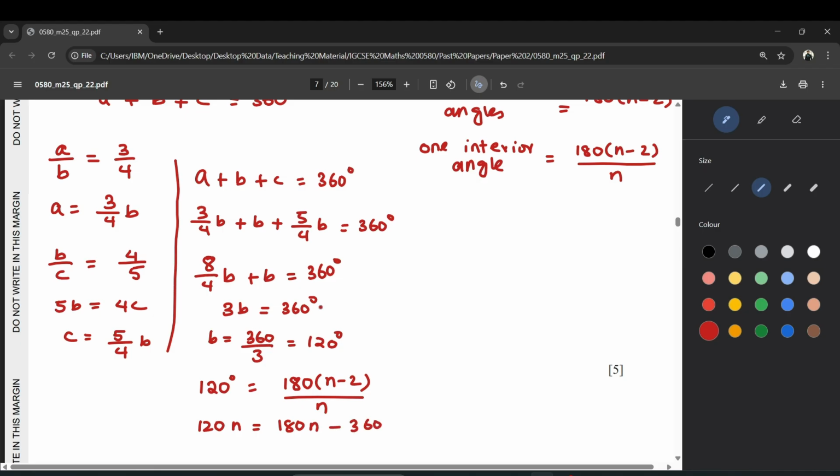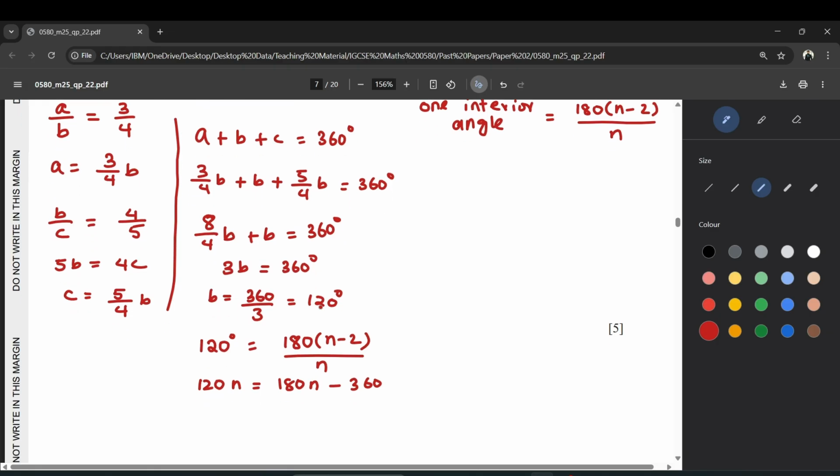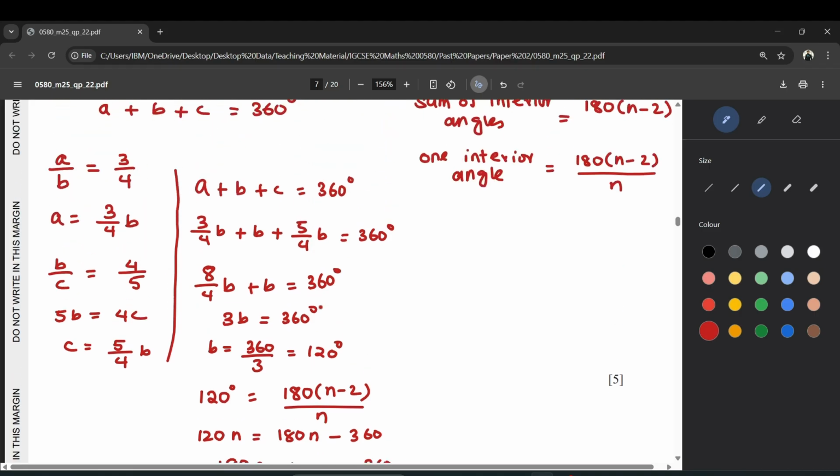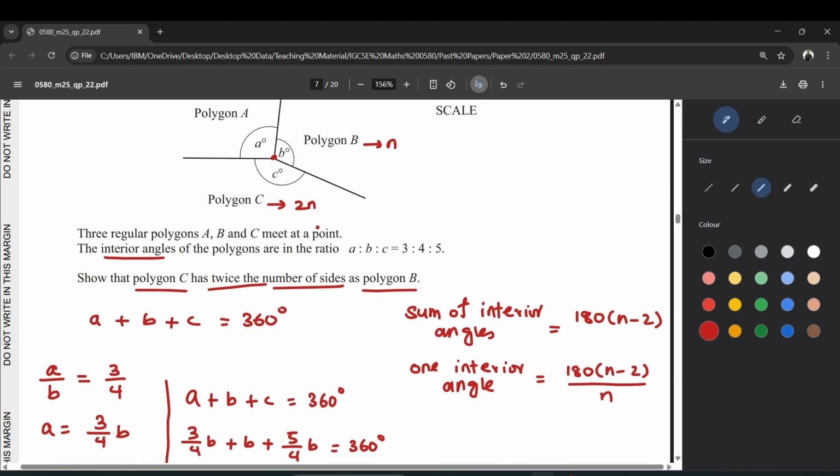So I'm going to expand the bracket. 180 times n is 180n, and 180 times minus 2 is minus 360. This 360 goes to the other side, so it becomes positive, and 120n comes to this side. So what we have now is 180n minus 120n equals 360. 60n is equal to 360. Therefore, n will be 360 over 60, which is 6. So that means polygon B is a hexagon. Okay, it has 6 sides.